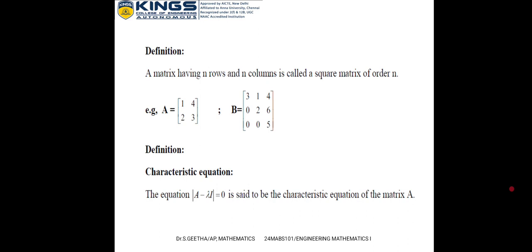The definition of square matrix. A matrix having n rows and n columns is called a square matrix of order n. For example, A is a 2 cross 2 matrix and B is a 3 cross 3 matrix.